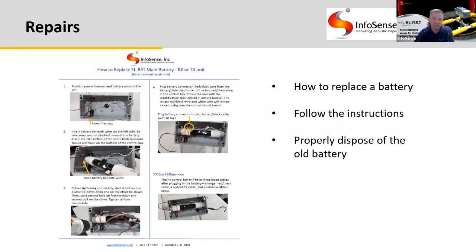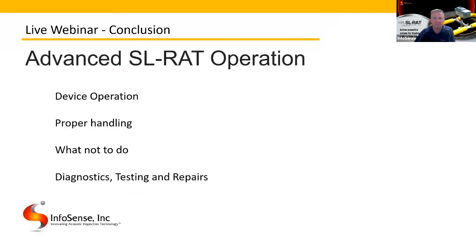The second instruction sheet outlines the steps of how to replace the battery. Of course, follow these steps closely and observe the wiring connections. Some of the wires can be plugged in incorrectly, which again can cause damage to the circuit board. It's a very straightforward process. If you follow the instructions, you'll be fine. Once you have replaced the battery, be sure to properly dispose of the old battery. Many retail hardware stores have lithium-ion battery disposal services.